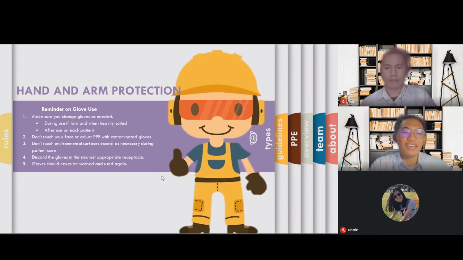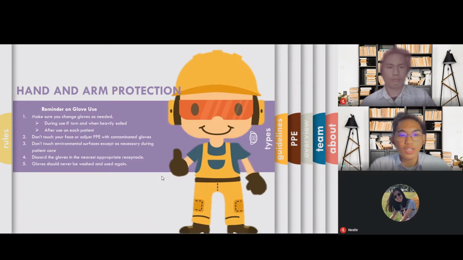So, meron din tayong reminders on glove use. So, tulad ng sinabi ko kanina, dapat lagi nating pinapalitan or itinatapon na yung mga nagamit na natin. So, dapat lagi nating chine-change ito. Dahil kapag may punit na ito or sobrang dumi na nung gloves natin, dapat na natin siyang palitan. At saka para naman sa mga medical workplace, after use on each patient. So, dapat after natin gamitin yung gloves sa isang pasyente, dapat na nating itapon yung gloves at panibago na naman para sa susunod na pasyente. Then for number 2, don't touch your face or adjust PPE with contaminated gloves.